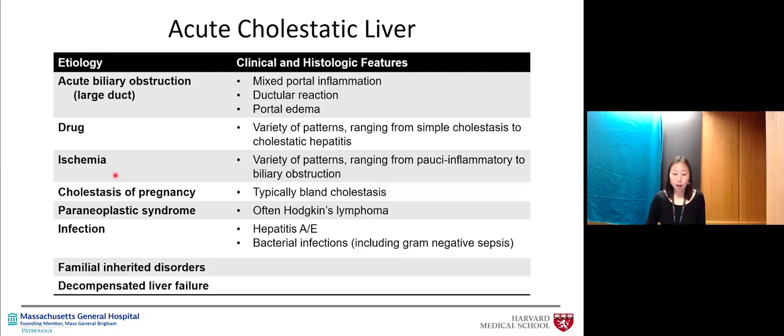Ischemia is something that can also cause an acute cholestatic liver, as well as some more specific etiologies such as cholestasis of pregnancy, which typically is more of a bland cholestasis, and paraneoplastic syndromes. There are also some inherited disorders that I won't mention here. One thing I do want to mention is that it is important to keep in mind that decompensated liver failure can also present with an acute cholestatic type process, but in this case, this would be an acute on chronic process, and you likely would see evidence of cirrhosis or advanced liver disease from other etiologies in the background.